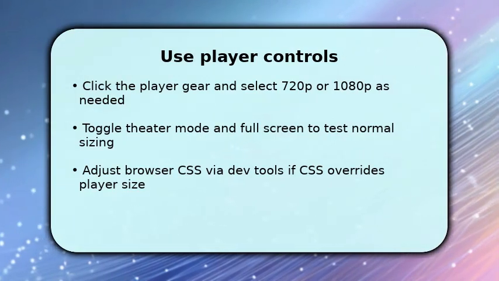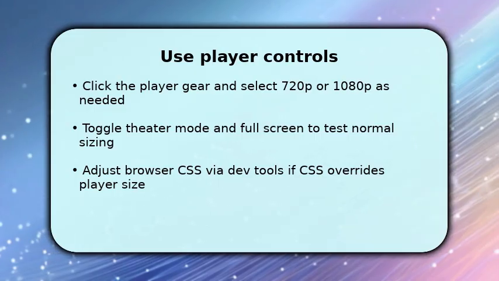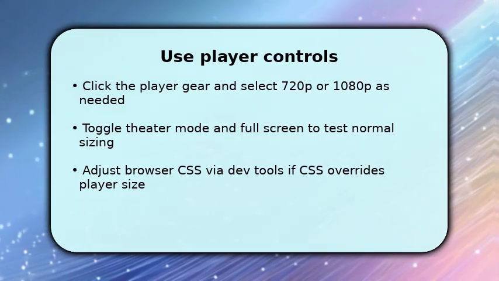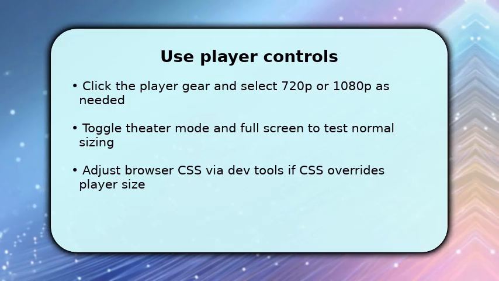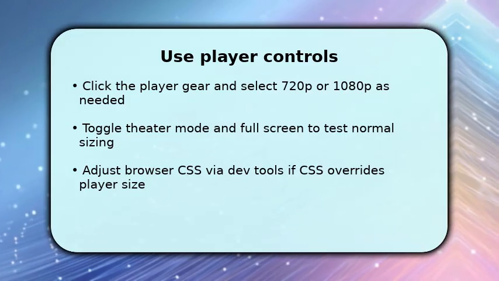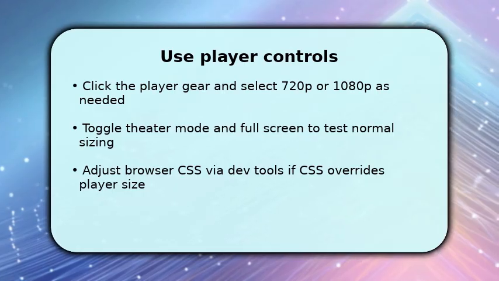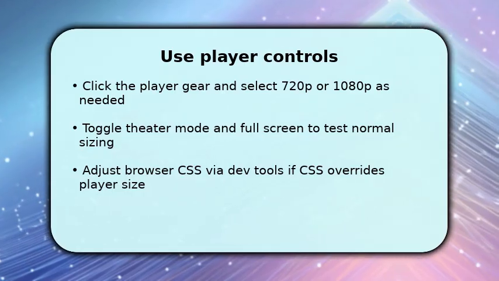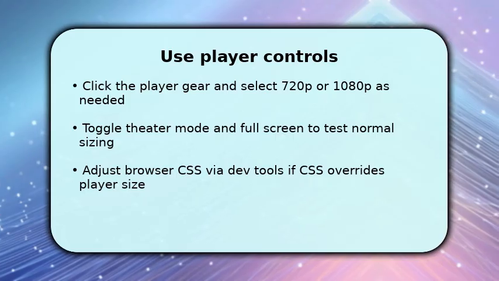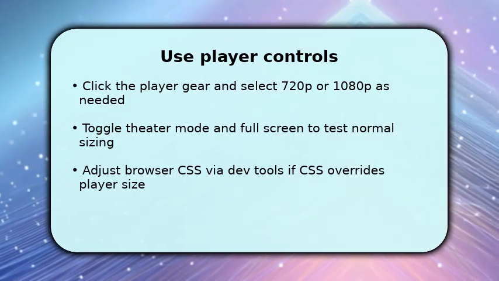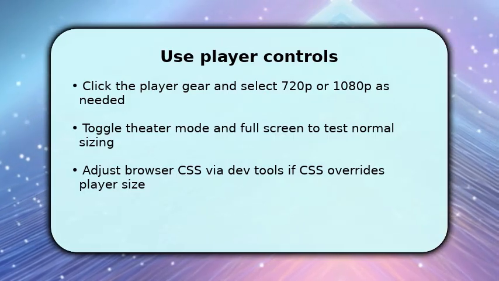Select a fixed resolution like 720p or 1080p from the settings so the player uses explicit dimensions instead of auto-scaling. Then toggle theater mode off and test full screen to confirm aspect ratio. 16:9 is preserved. If the player still looks wrong, open Developer Tools and inspect CSS rules.